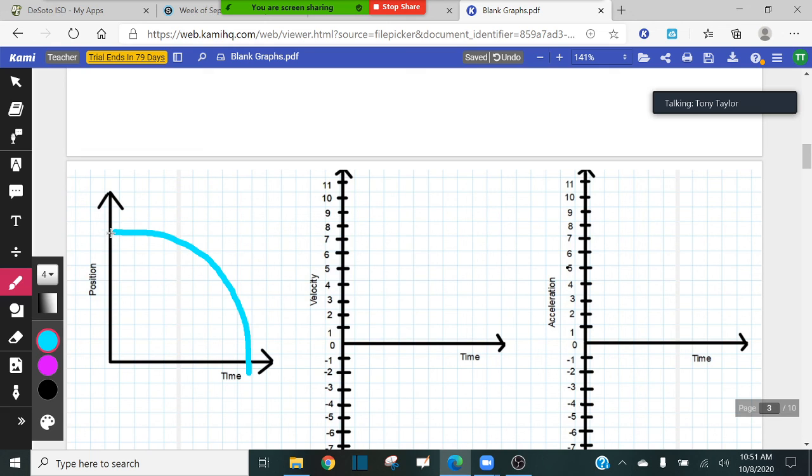Notice the curve starts off flat, but then it gets steeper. Since it gets steeper with time, that means it's speeding up. To be specific, it's speeding up in the negative direction because we're going downhill. So this position versus time graph represents an object speeding up in the negative direction.